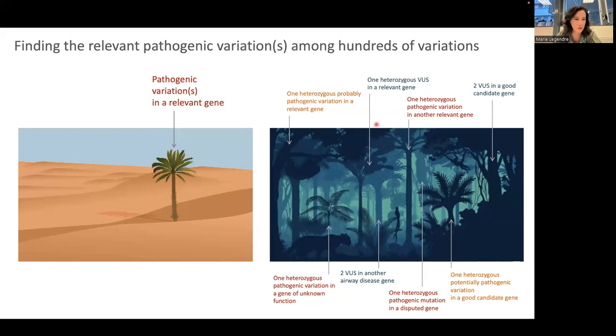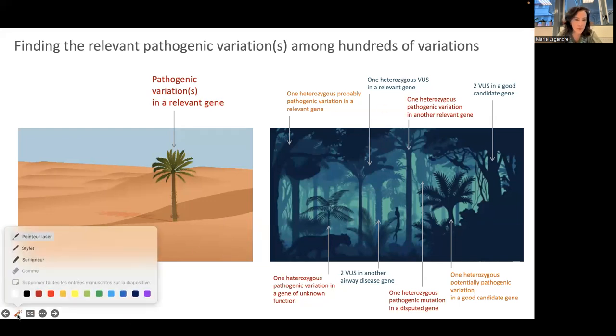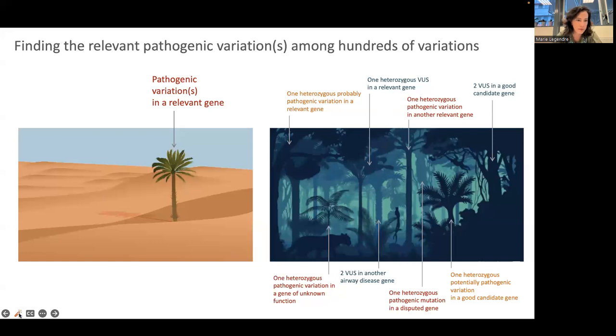Because I cannot remove the pointer, so that you can see the right of my screen. Right.